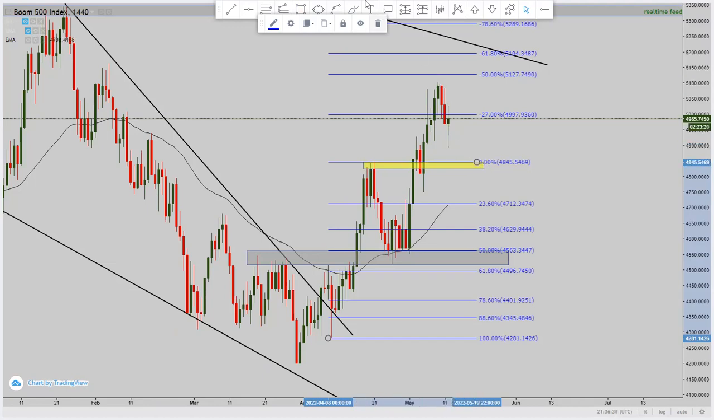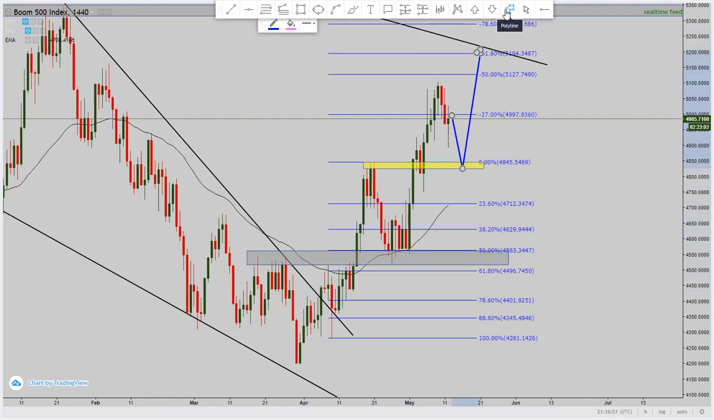So basically, I'm expecting price to come a little lower, respect my 0%, and continue going all the way to the upside. So that is what I'm currently seeing on my Boom 500.